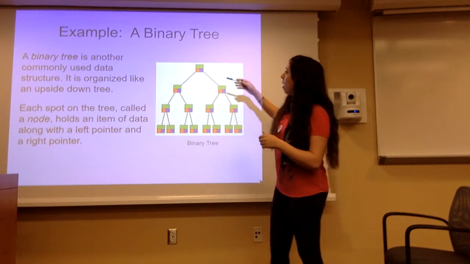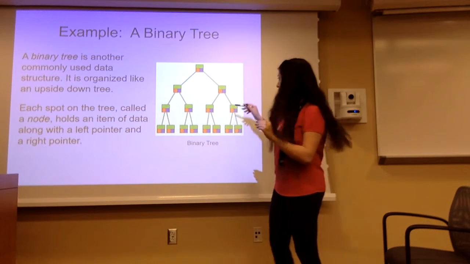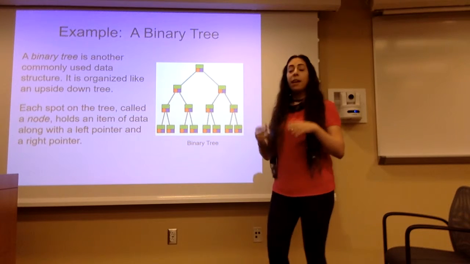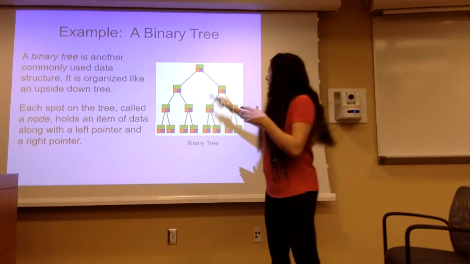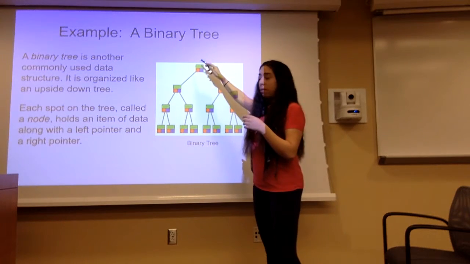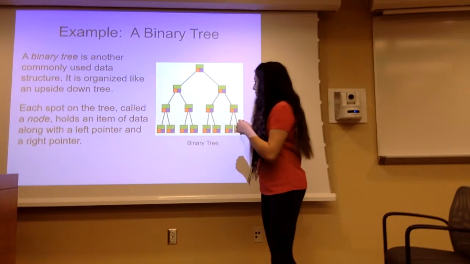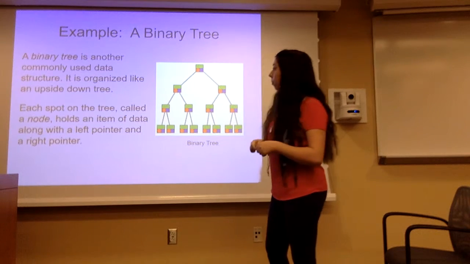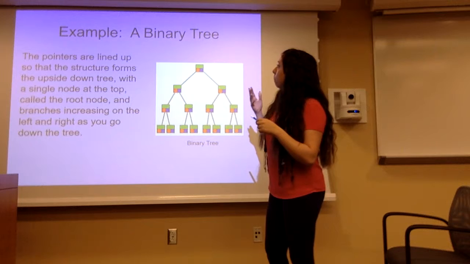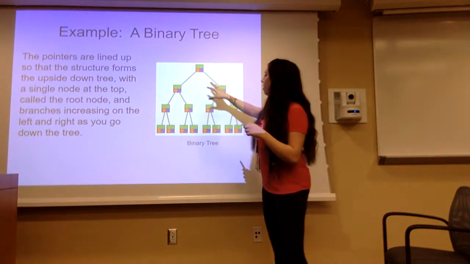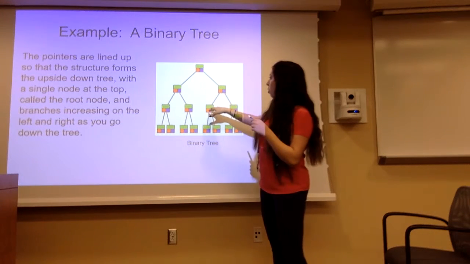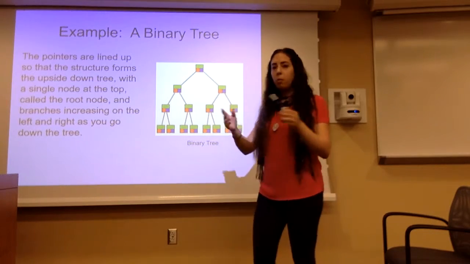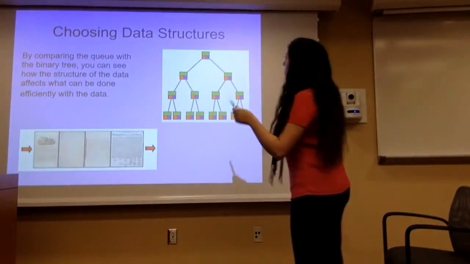It is called binary because each node, which holds the data, can only have two children. The first node, which has no parents, we call the root, and the last set of nodes, we call the leaf nodes. And all these pointers line up to form this tree. For example, each node has a left and a right pointer, and so on.